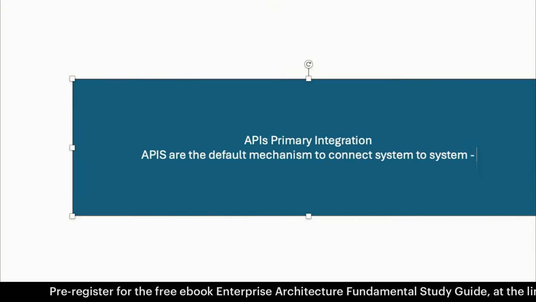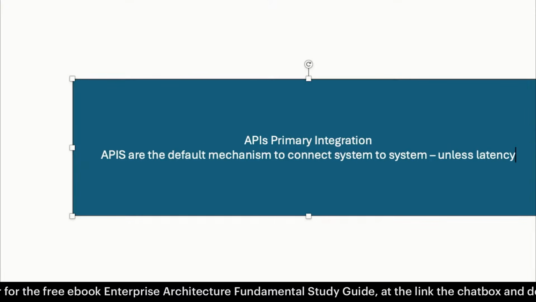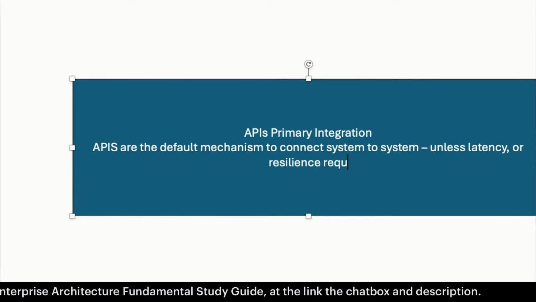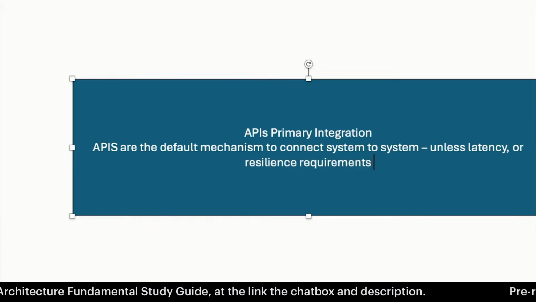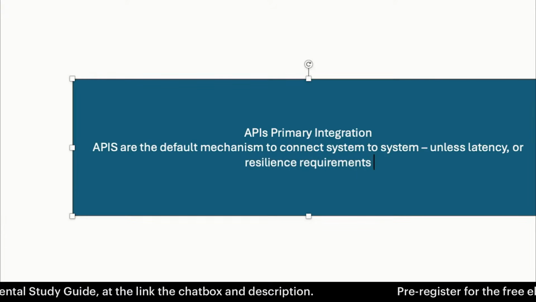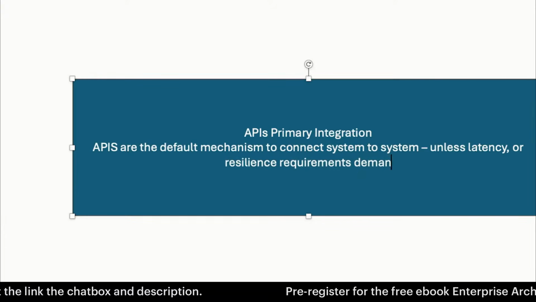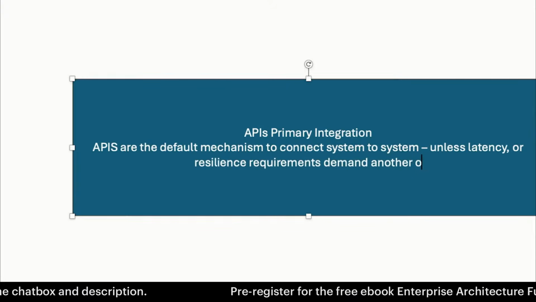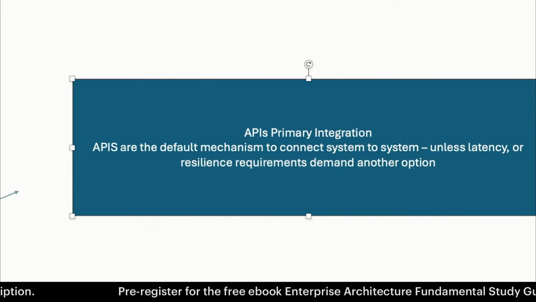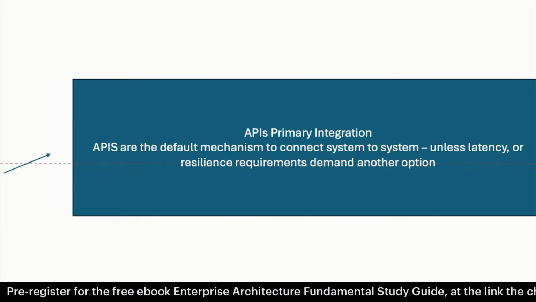And then we'll put some guardrails in there. Unless latency, for example, or resilience requirements demand another option. Now that's the key. And what are we really saying? We're saying, look, if you want to connect system to system, you have to use the API.